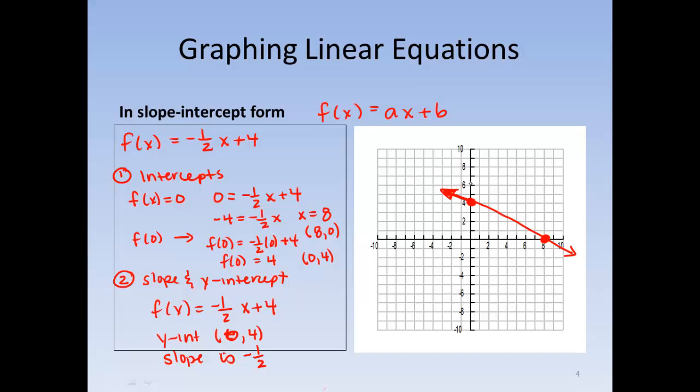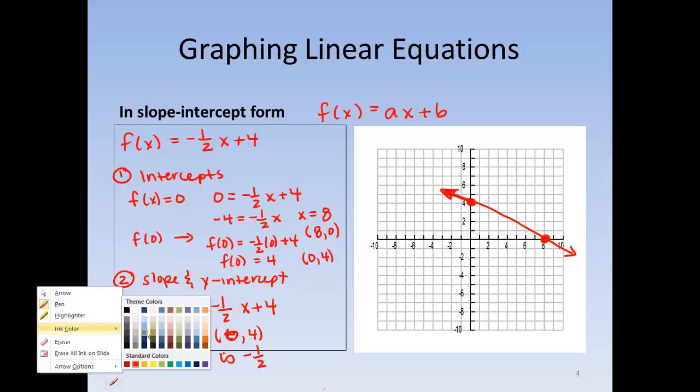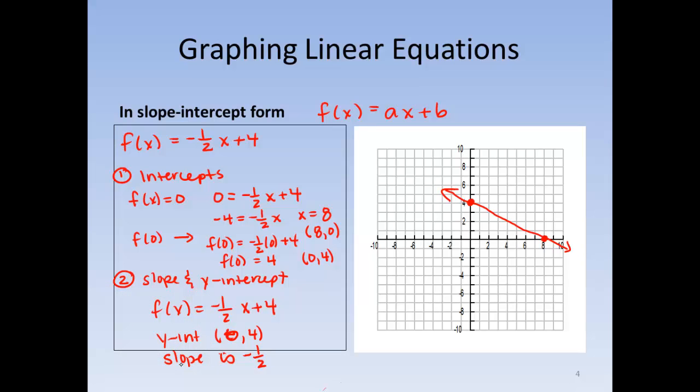So I would plot my point. I'm going to change pens. You're going to see we're going to get the same line. So I would start by graphing my y-intercept, and I would be able to graph other points using the slope of -1/2. And I will get the exact same line.